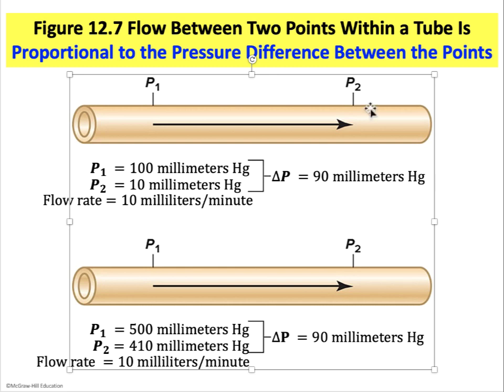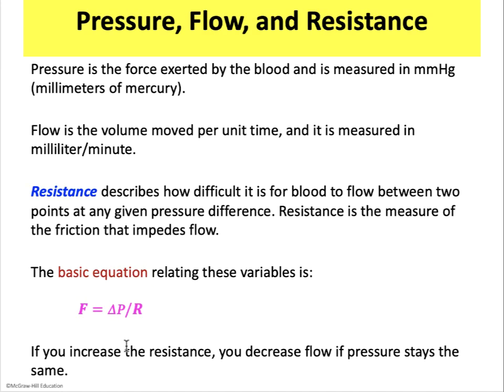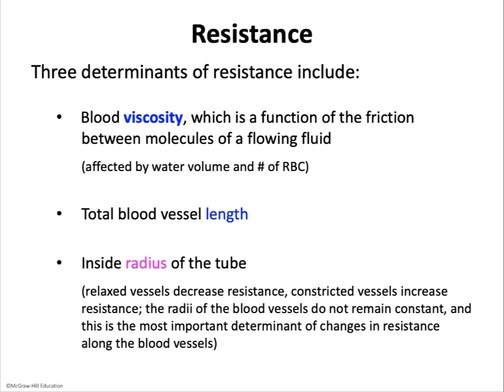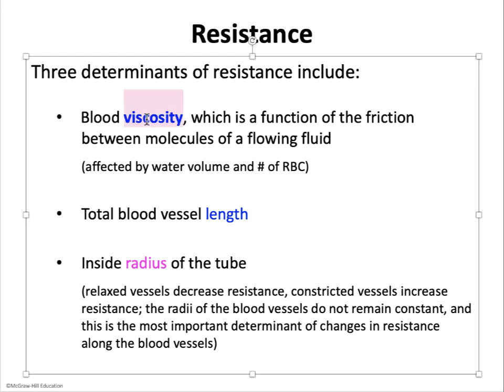In this case, because the tubes are the same, the resistance will be the same. Thus, the equation flow is going to be proportional to the pressure. And because the pressure difference is the same, therefore the flow will be the same. As far as blood flow is concerned, there are three determinants of resistance. One is the thickness of the blood, known as viscosity. The higher the viscosity, the thicker the fluid. The second is the length of the blood vessel through which the blood is traveling. And the last one, the most important, is the radius of the blood vessel.